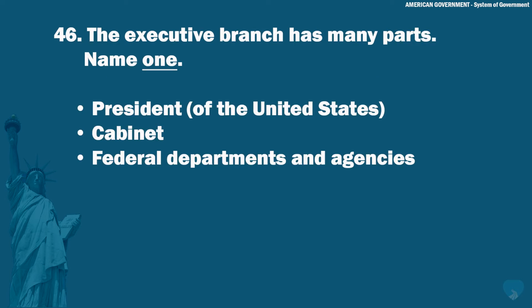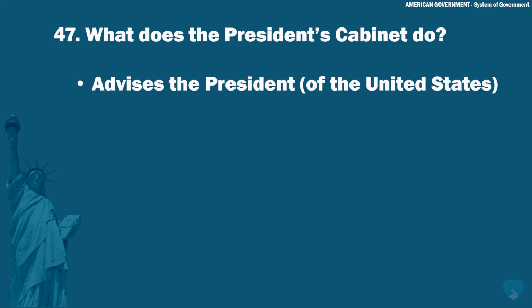Question 46. The executive branch has many parts. Name one. President of the United States. Cabinet. Federal departments and agencies. Question 47. What does the President's Cabinet do? Advises the President of the United States.